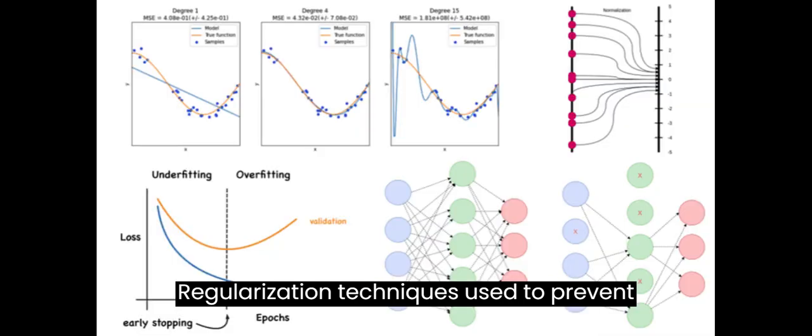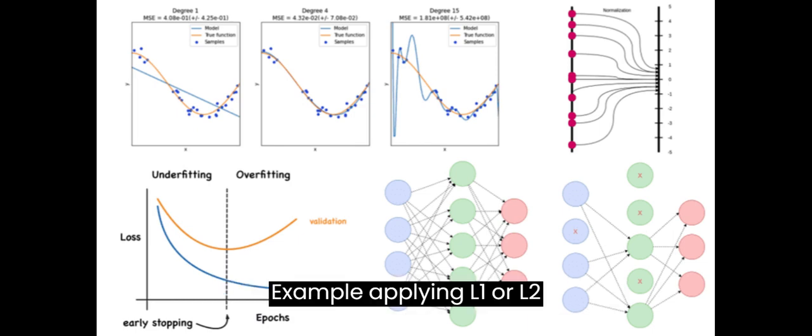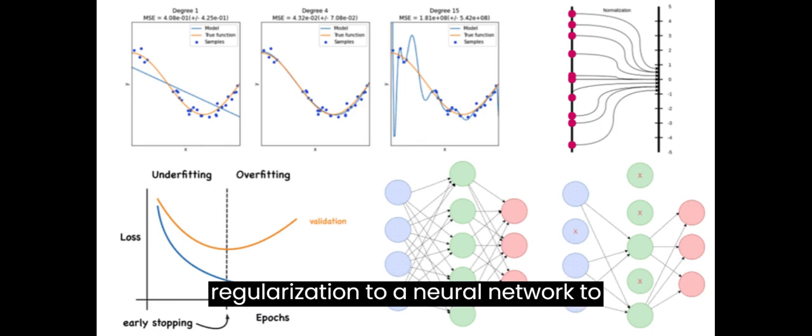Regularization, techniques used to prevent overfitting in machine learning models by adding penalties to certain parameters. Example, applying L1 or L2 regularization to a neural network to prevent excessive weight values.